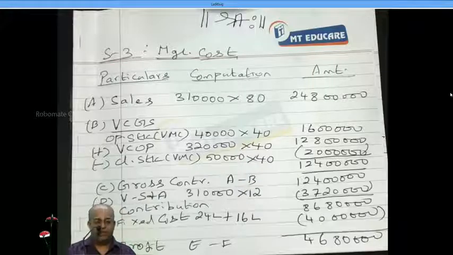the fixed manufacturing overheads in marginal costing system is actual, but in absorption costing system is absorbed.